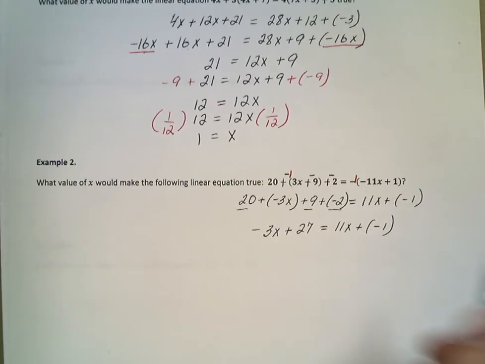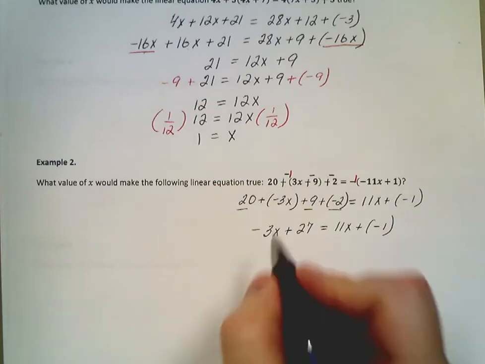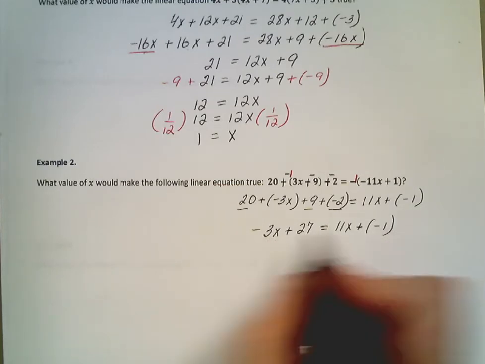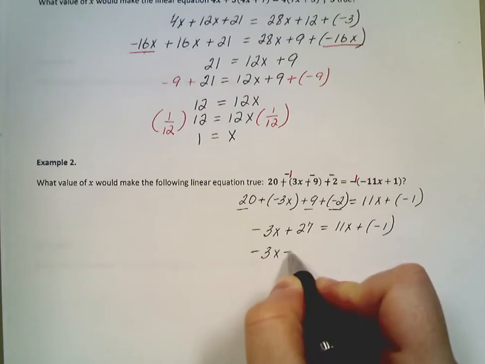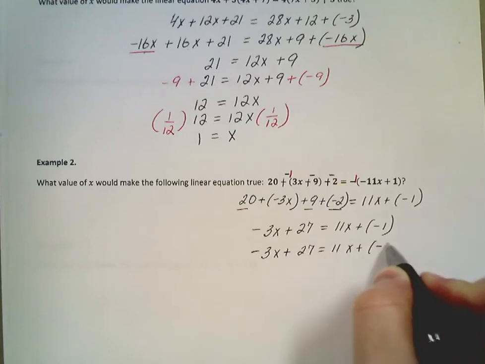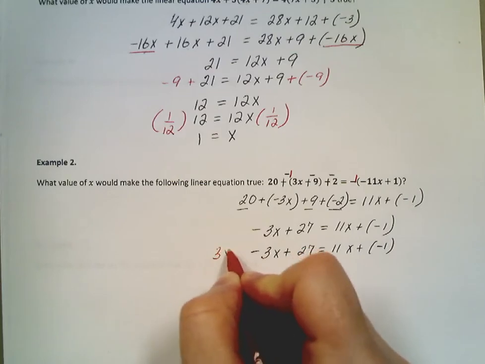Nothing wrong with that. So what I want to do is get rid of that negative 3x by placing it on the right side. So I'm going to rewrite this first. Negative 3x plus 27 equals 11x plus negative 1. And I'm going to add positive 3x to both sides of my equation.